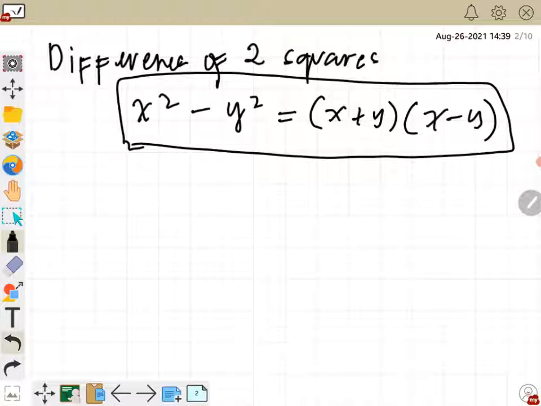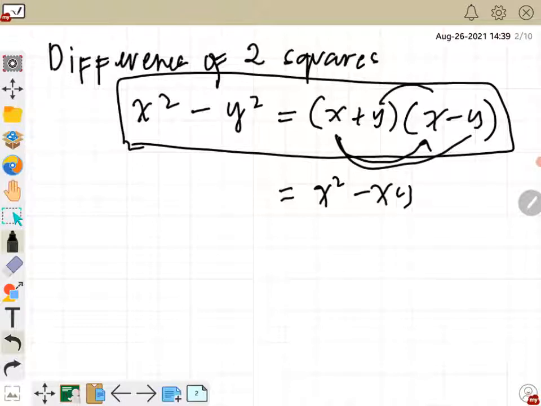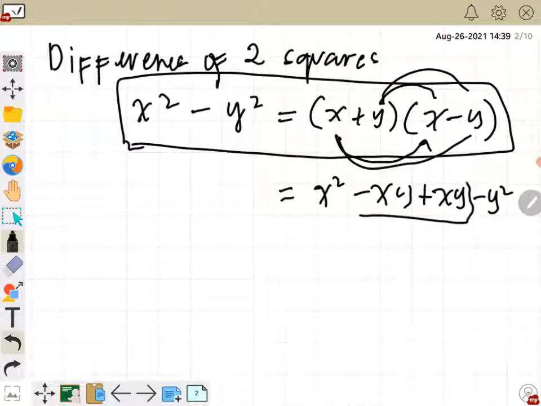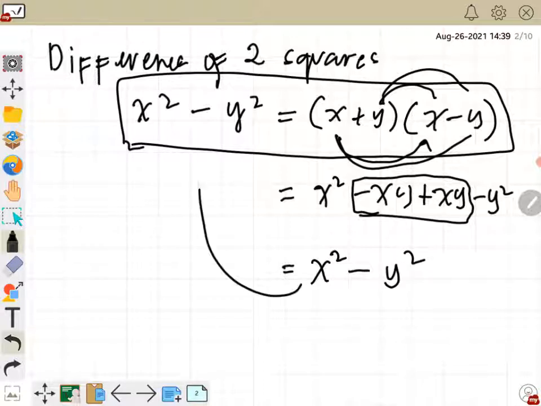So to give a formal, a little bit of proof for this one, we can distribute the right side. So this becomes x square, this becomes minus xy, this becomes plus xy, and this becomes minus y square. Notice that the two middle terms become 0, and we are left with x square minus y square, which is actually this one. So to factor x square minus y square, that becomes x plus y, x minus y.